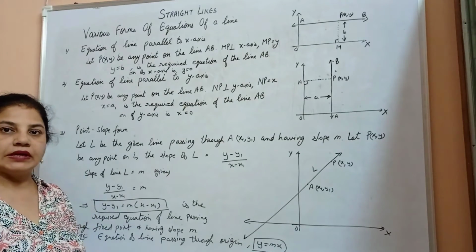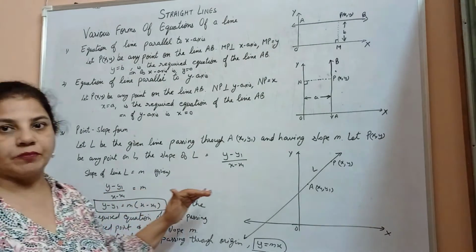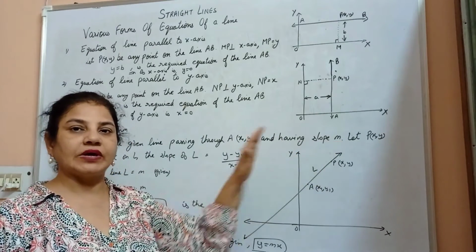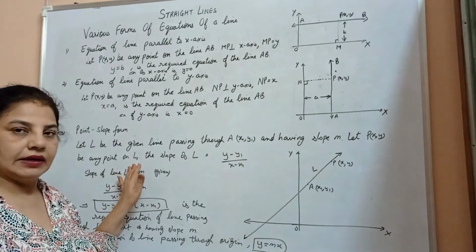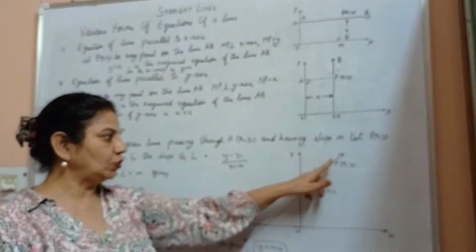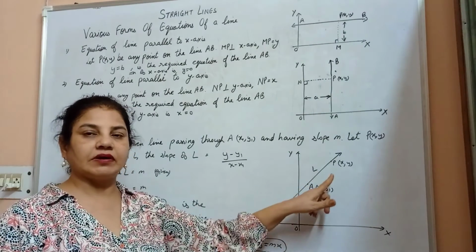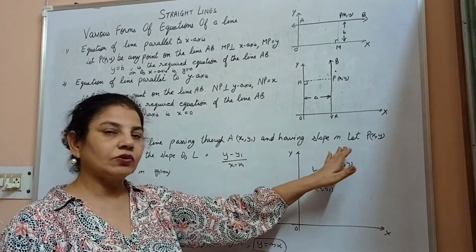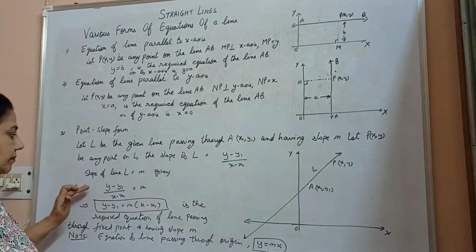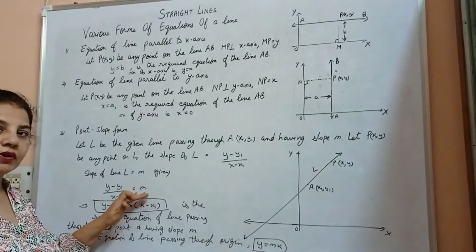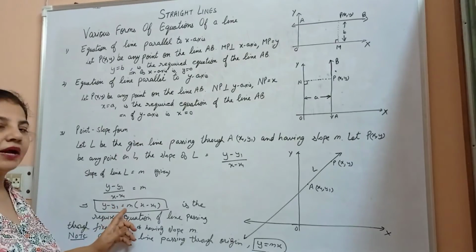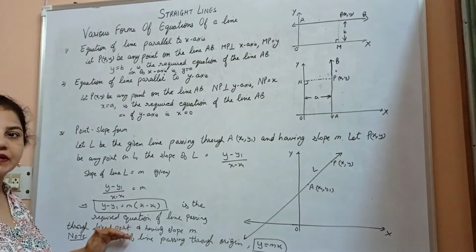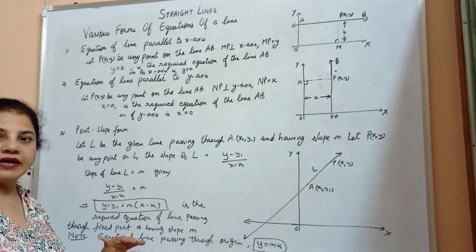Point slope form. Let L be any line passing through the point A(x1, y1) having a slope m, and let P(x, y) be a point on L. Then the slope by two-point form is given as y minus y1 upon x minus x1. Now the slope of line L is also equal to m. So we say that y minus y1 upon x minus x1 is equal to m, or we can say y minus y1 is equal to m times x minus x1, is the required equation of a line passing through a fixed point and having slope m.